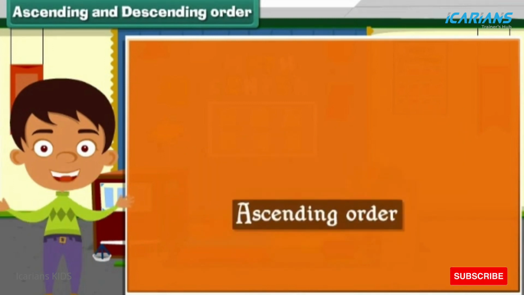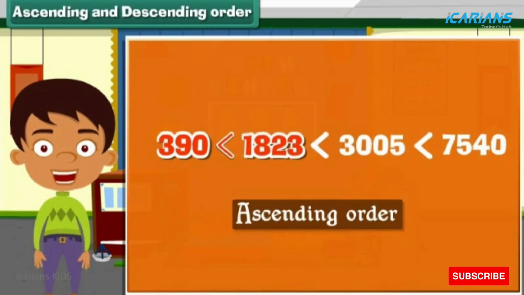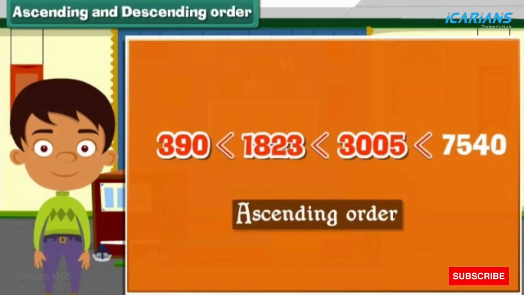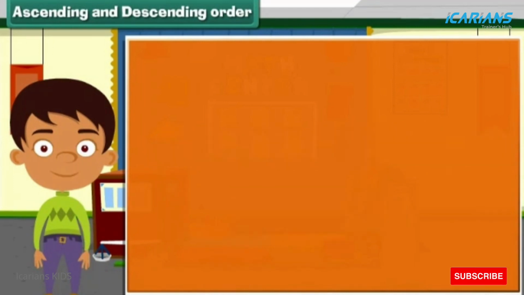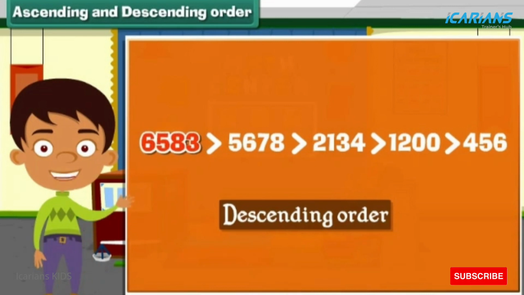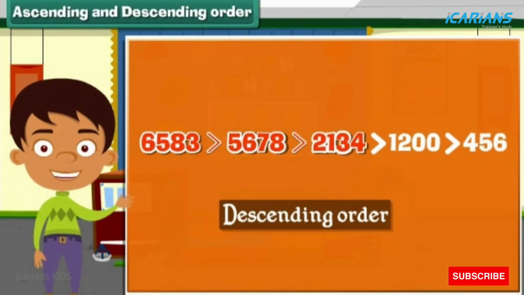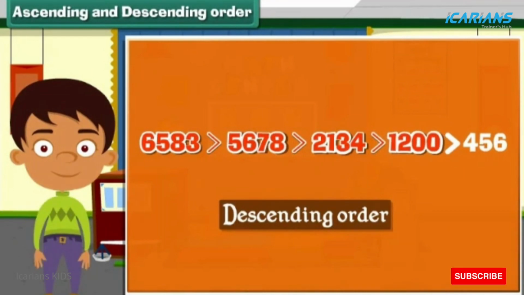Symbolically, the ascending order of numbers may be denoted by the less than symbol. For example, 390 is less than 1,823, which is less than 3,005, which is less than 7,540. Similarly, the descending order of numbers may be denoted by the greater than symbol. For example, 6,583 is greater than 5,678, which is greater than 2,134, which is greater than 1,200, which is greater than 456.